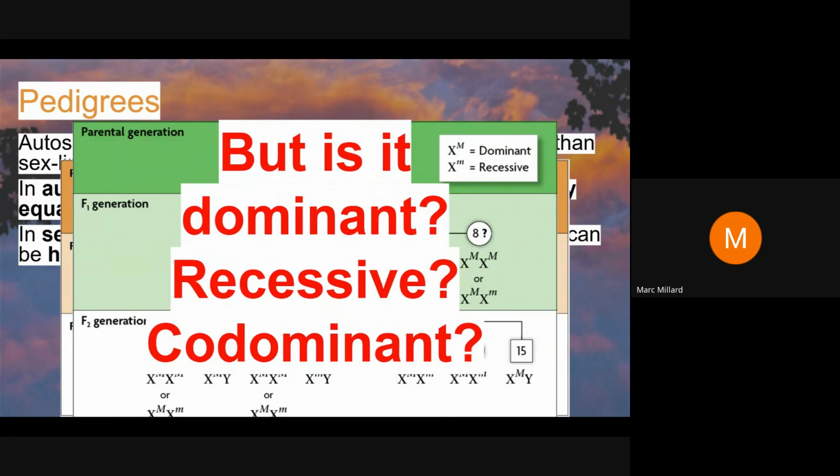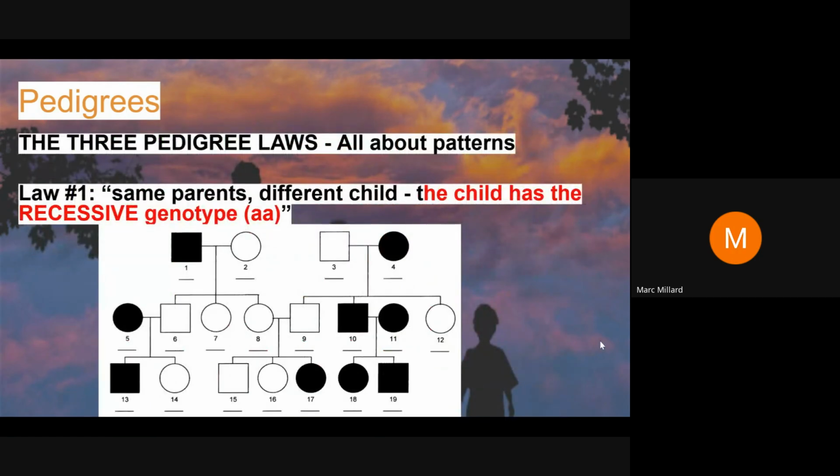So that's what we want to talk about. Is it dominant or is it recessive or is it codominant in nature? So this, we can apply 3 pedigree laws, and it's all about patterns.